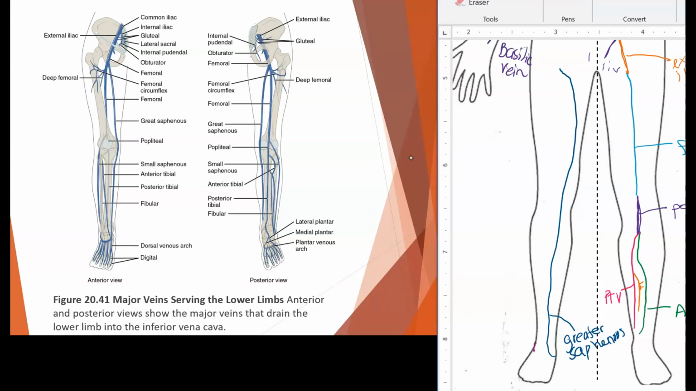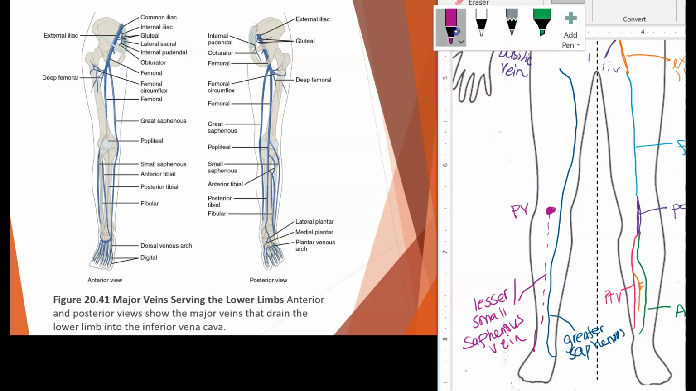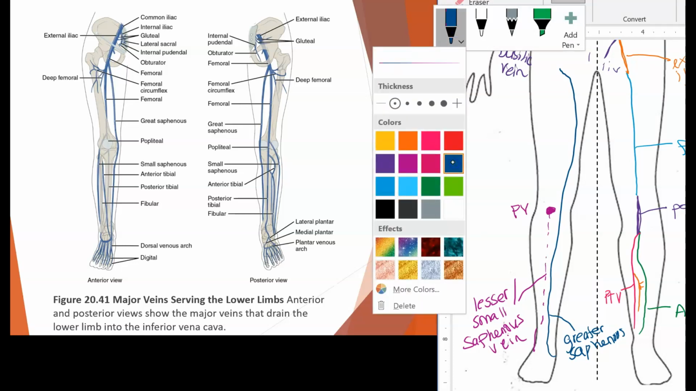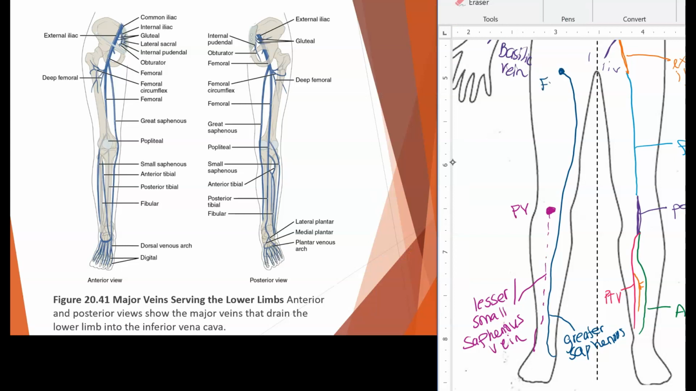And then we have our lesser saphenous vein, which I'm going to draw as a dotted line because it actually goes along the posterior calf here. Okay, and this is my lesser or small saphenous vein. Okay, so what's interesting about these superficial veins is that they eventually will drain into a deep vein. So this lesser saphenous vein drains into the popliteal vein, and the greater saphenous vein drains into your femoral vein, so that these deeper veins can carry it back up to the heart.